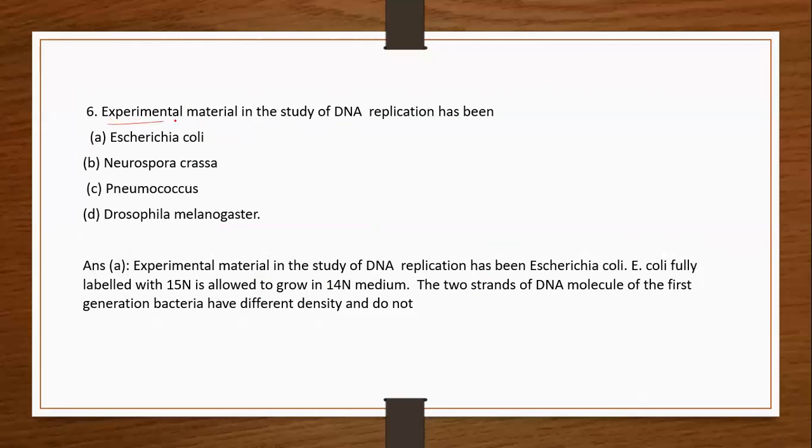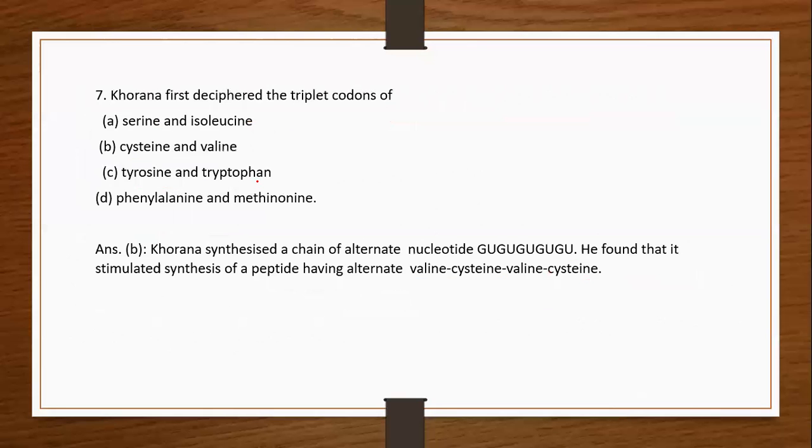Next question is, experimental material in the study of DNA replication has been E. coli, Neurospora crassa, Pneumococcus, or Drosophila melanogaster. Now we know that experimental material in the study of DNA replication has been E. coli. E. coli was labeled with 15N and is allowed to grow in 14N medium. Two strands of the DNA molecule of first generation bacteria have different densities and they were used in the study. So first option, that is E. coli, is the material which is used in experimental study.